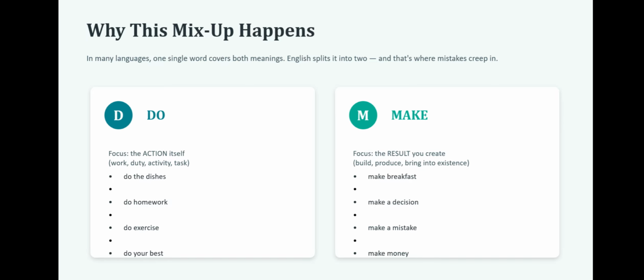So why do learners confuse do and make so much? In many languages, there is only one word that means both to do and to make. But in English, we split that one idea into two separate verbs, and each one has its own job. Here's the simple difference. Do is about the action itself, the work, the duty, the activity. Make is about the result, something new that you create or produce. Keep that idea in your mind, because everything else in this video builds on it.